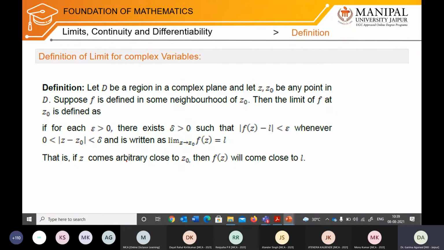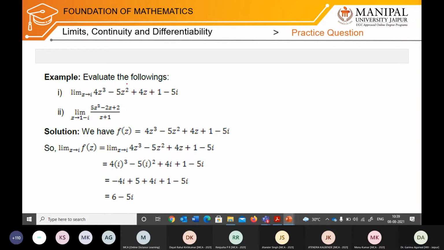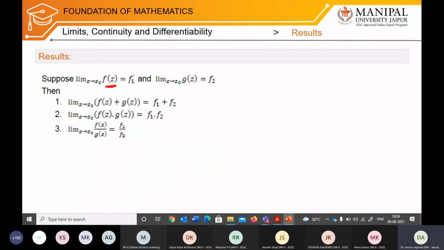Then the limit and continuity, let's discuss the limit and continuity of complex numbers. Let's say we have a complex function f(z), and the limit is f1 for this function, and for the second function the limit is f2. Then here we have a few basic properties of limit, which are for addition and subtraction as well, for multiplication and for quotient, right?